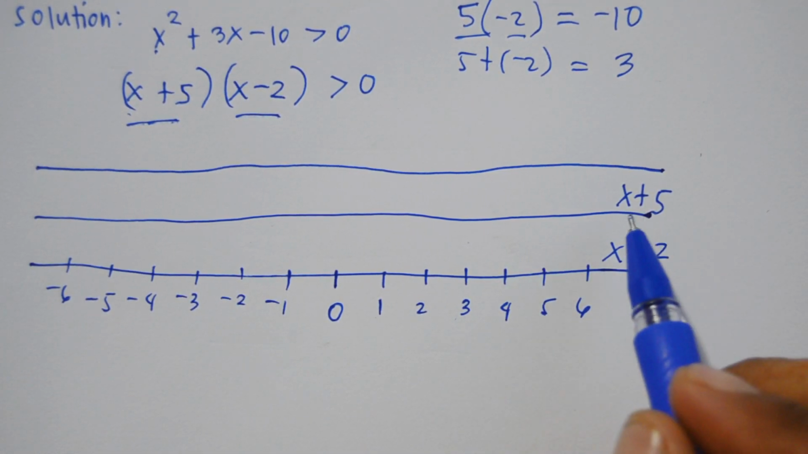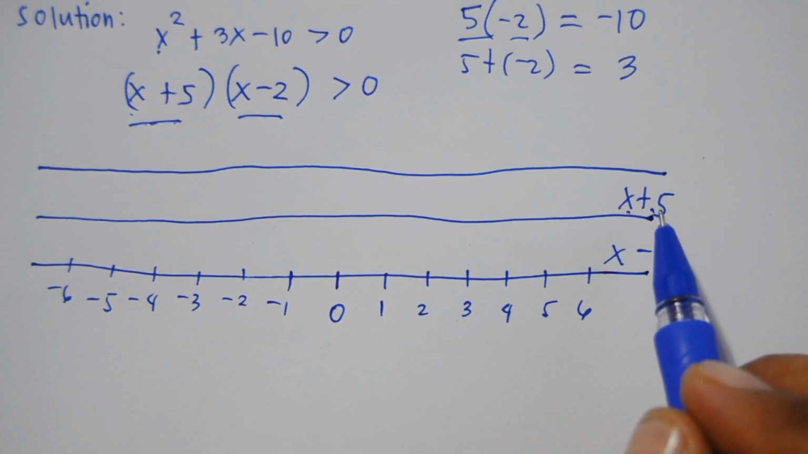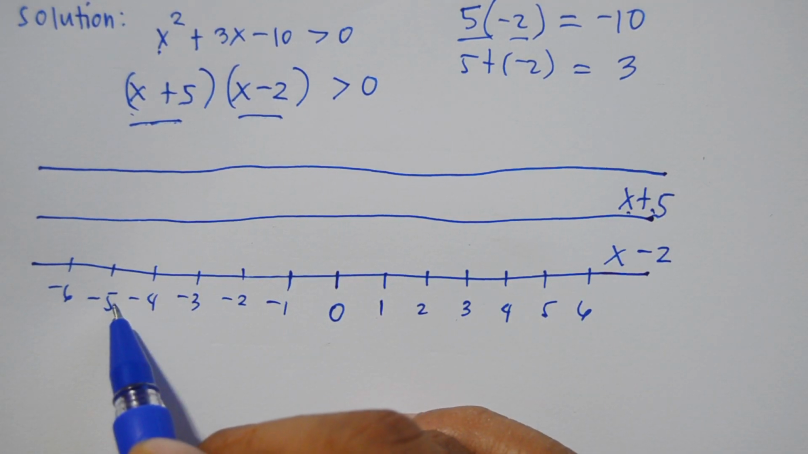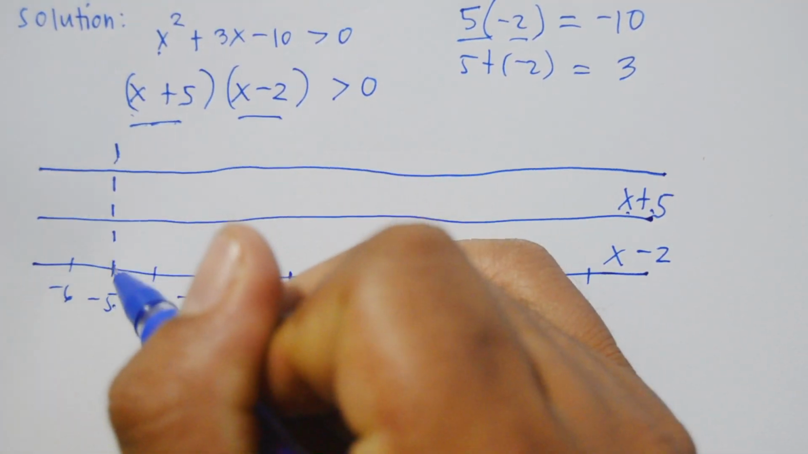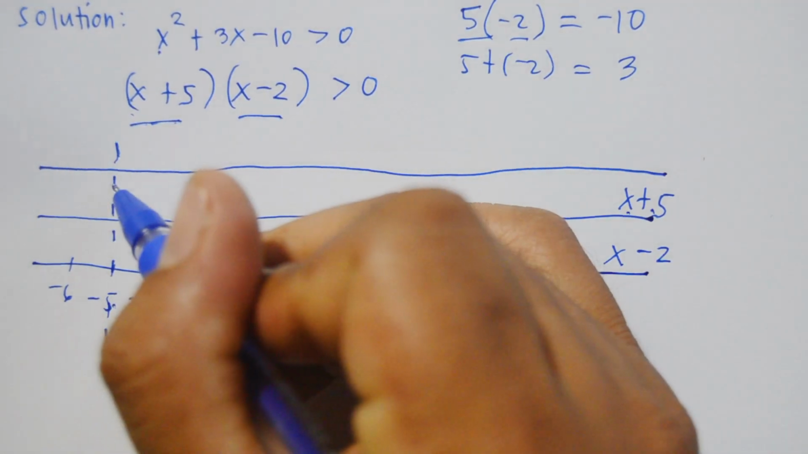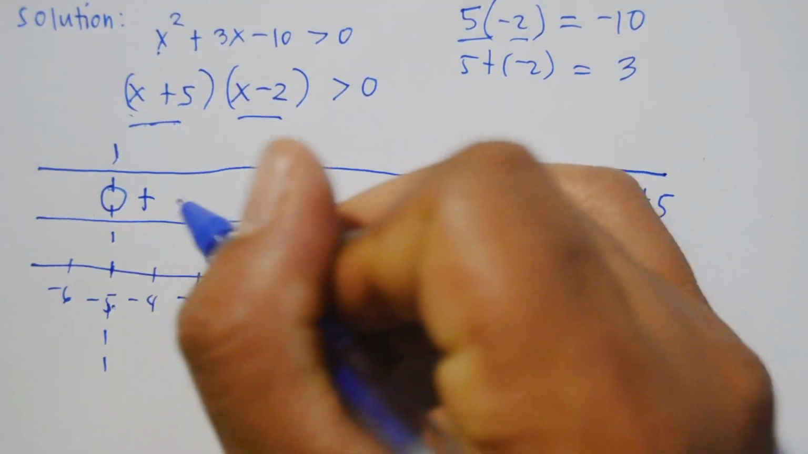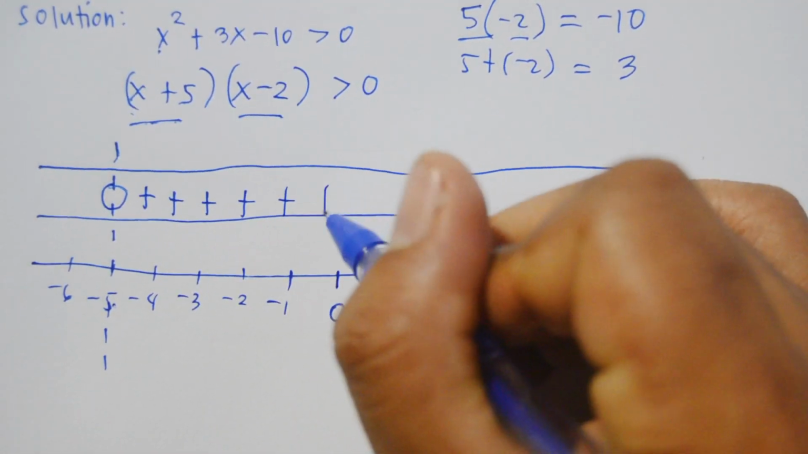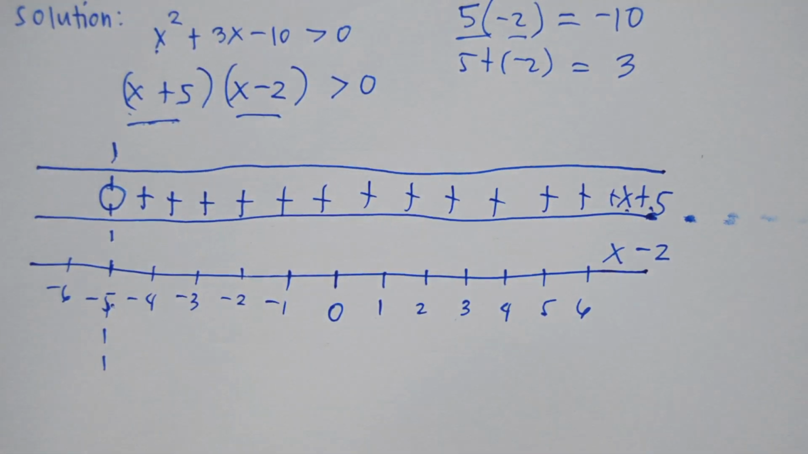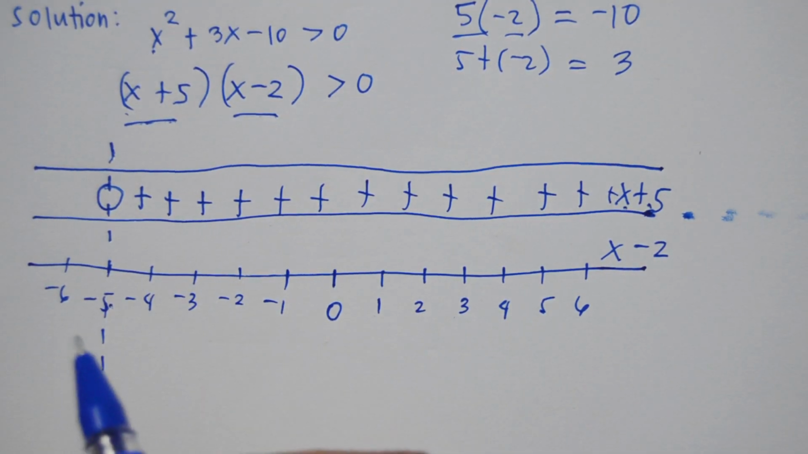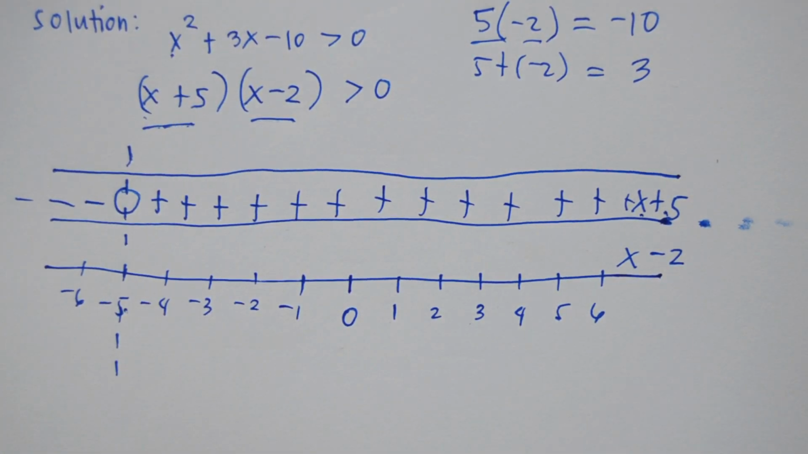Then for x plus 5, what should be the value of x to make it 0? That's negative 5. So we create a vertical broken line at negative 5. It says that at that value, x plus 5 is 0. So the right side will be positive, positive, positive, positive, and the left side will be negative, negative, negative, and so on.